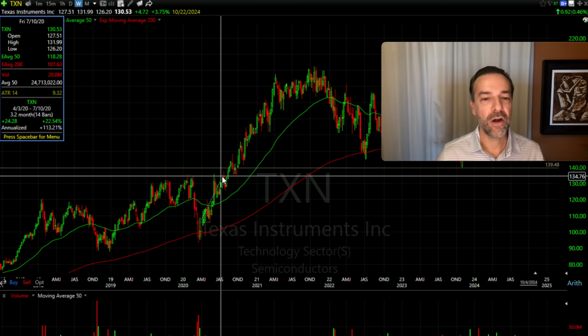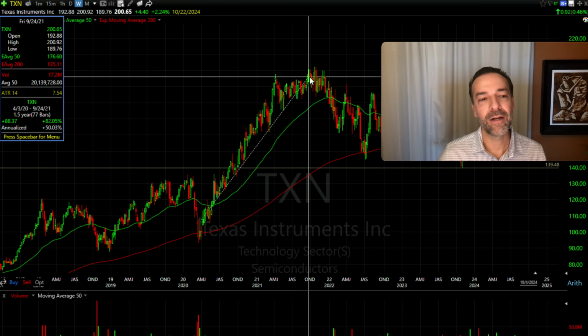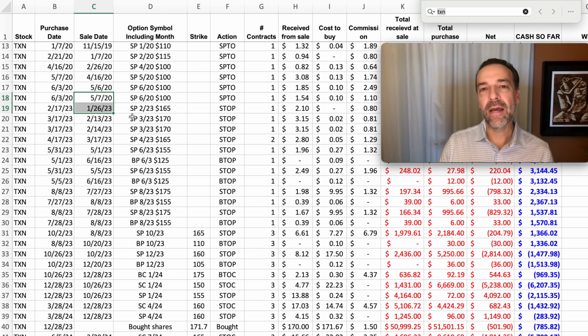And going back to our chart here, that's a time when Texas Instruments' price really went way up. It increased about 100% over the next year and a half. In my opinion, it was overvalued based on its fundamentals. So I didn't make any trades in it. So as you see here, between May of 2020 and January of 2023, I didn't place any option trades in Texas Instruments in this main option trading account.